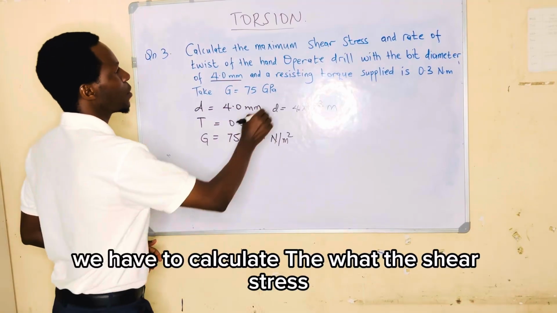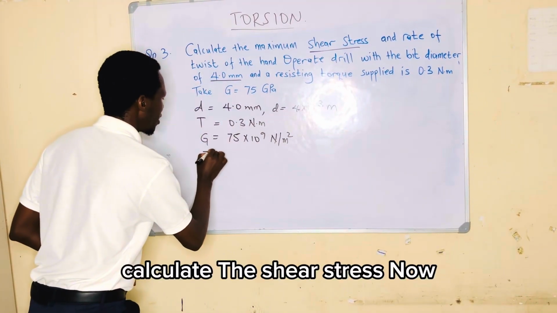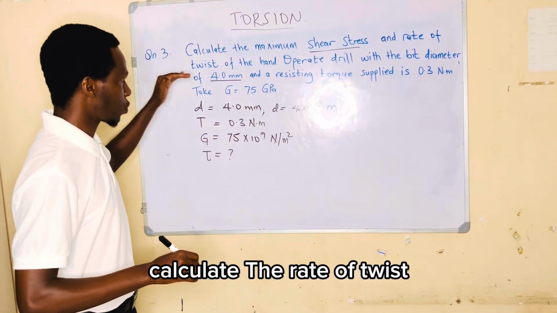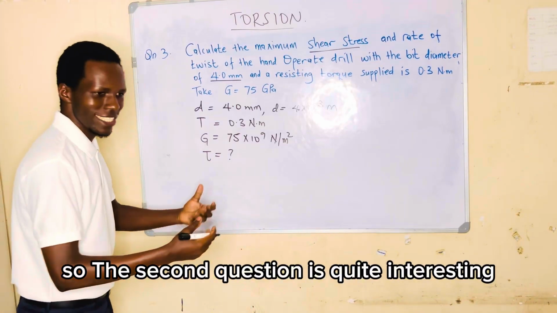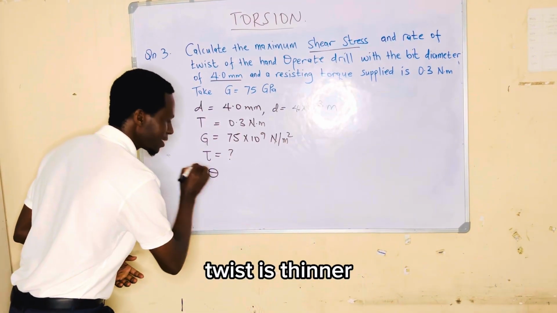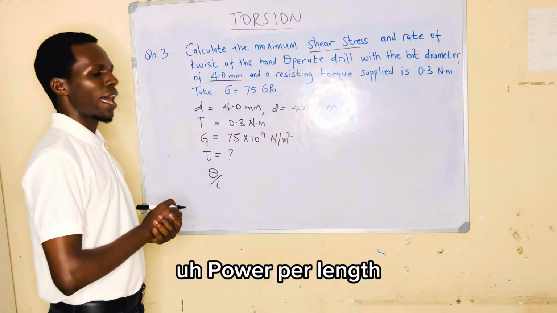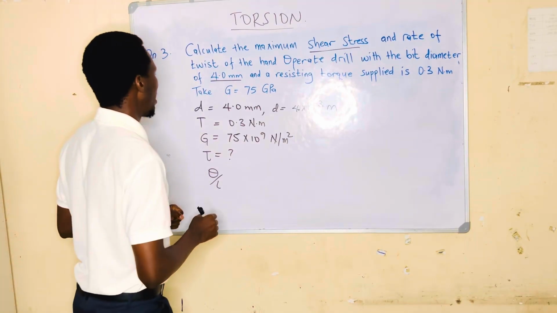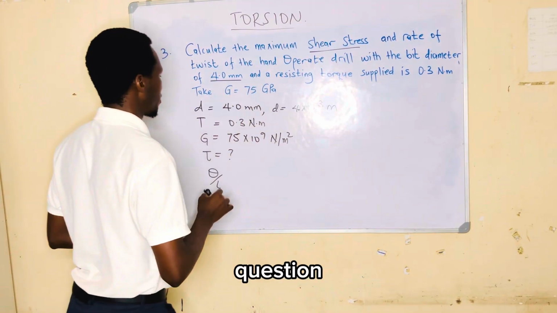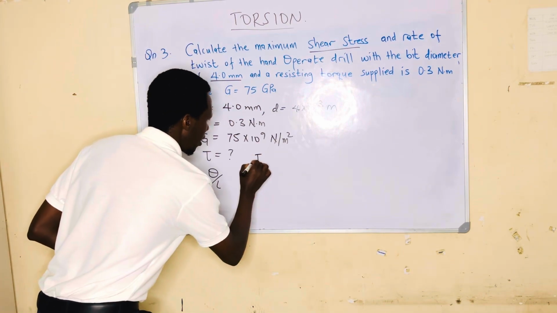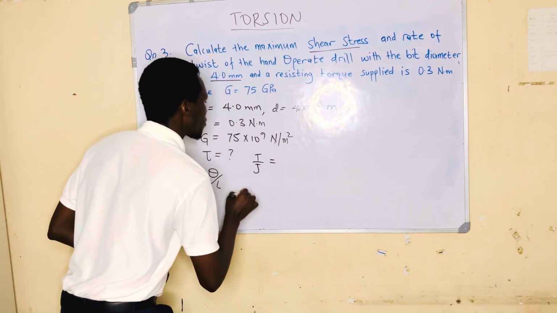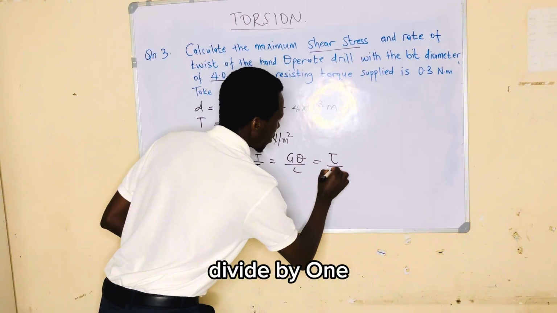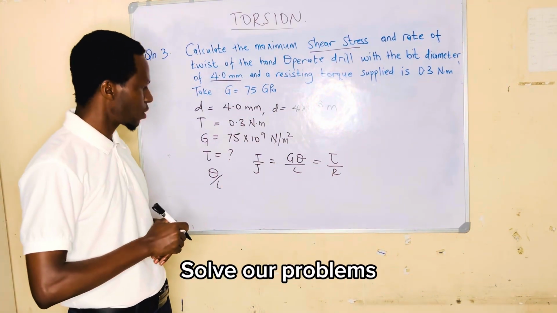So what is the question? The first question says we have to calculate the shear stress tau. Then the second question says calculate the rate of twist. The second question is quite interesting because twist is theta, and the rate of twist will be theta per length. Let me start with the first question. Remember the torsional equation: T divided by J is equal to G theta out of L is equal to shear stress divided by radius. This is where we are going to solve our problems.